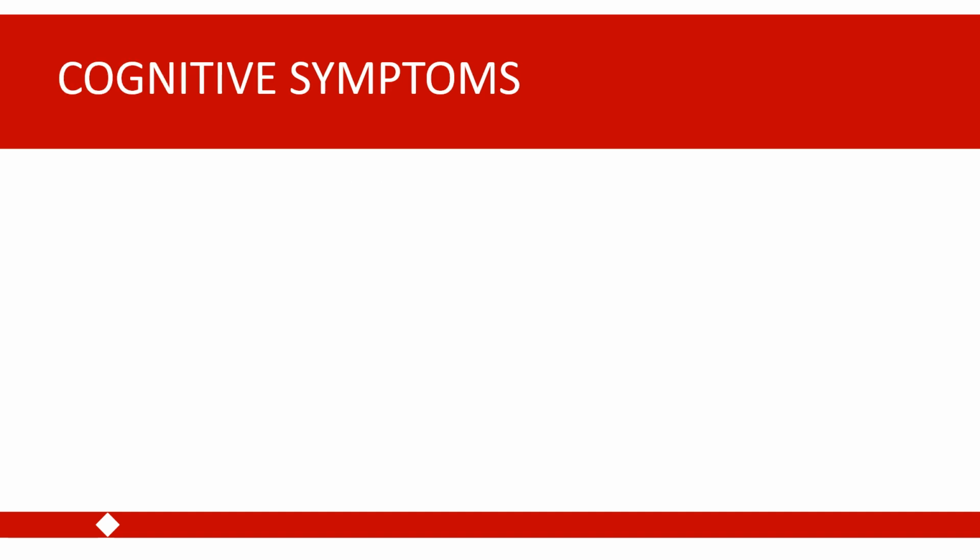Our next set of symptoms are the cognitive symptoms. These are changes to thought patterns that are characteristic of manic and hypomanic episodes, and they indicate that a person's thought patterns have shifted in the context of this elevated or expansive mood.